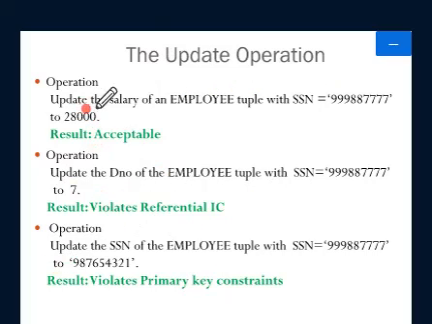Update the salary of the employee tuple with SSN 99997 to 28,000. No harm, I'm just updating the salary. Salary is integer, so it is acceptable. Update the D number of the employee tuple with SSN to department 7. There is no department 7; I told you department numbers are 541. So it is referential integrity constraint. Update the SSN of the employee tuple to 999. Again, it already exists, so it is primary key violation.